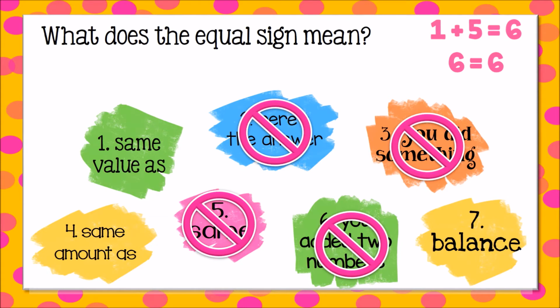It doesn't mean you did something. Take a look at 6 is equal to 6. You didn't have to find an answer. You didn't have to do anything. But it does mean that there is a balance. Think of a seesaw or a scale. 6 on the left is the same amount, the same value, or balanced as 6 on the right.